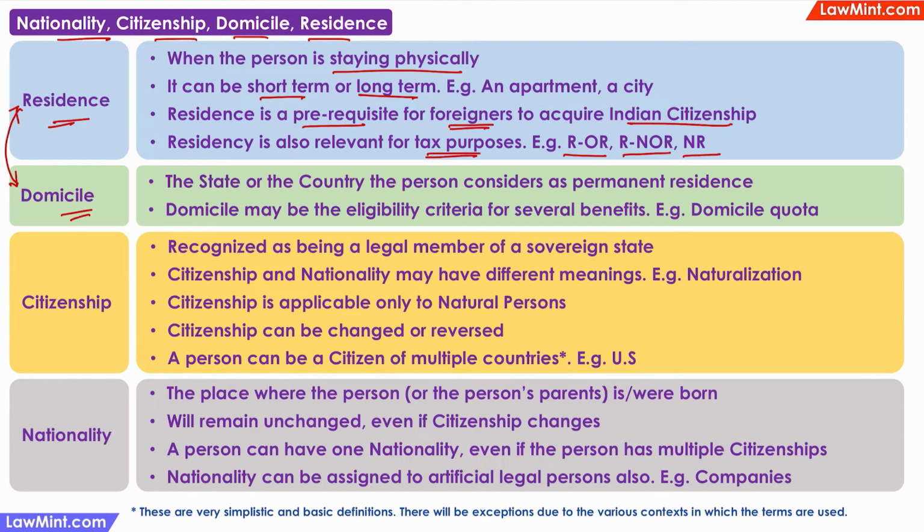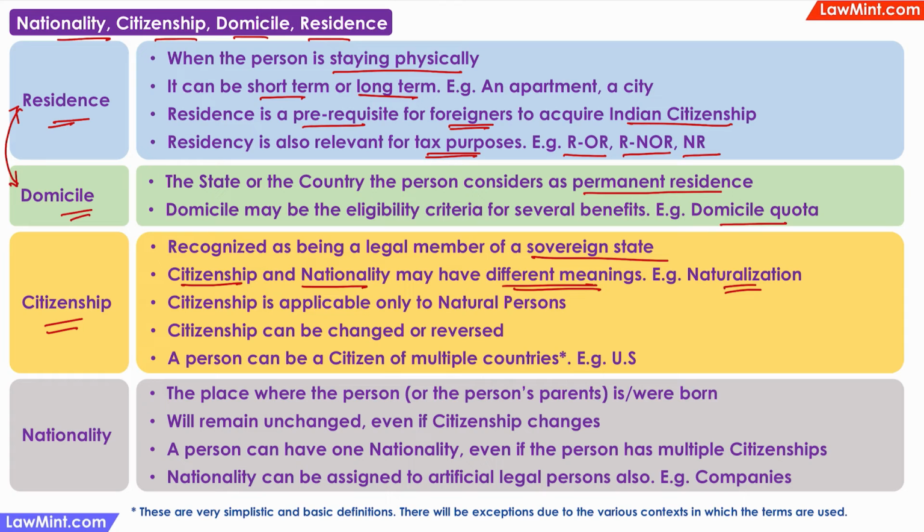Now, domicile is used in the context of the state or the country where the person has lived for a long time, that the person considers as a permanent residence. For example, if you apply for a domicile quota, then you have to show that you have studied in that state or you have lived in that state for an extended period of time. Then you have citizenship, which is a recognition that you are a member of a sovereign state. Though they are often used interchangeably, citizenship and nationality have different meanings. For example, if you are an Indian national, you will always be an Indian national. But you can become the citizen of a different country like the US or UK through naturalization.